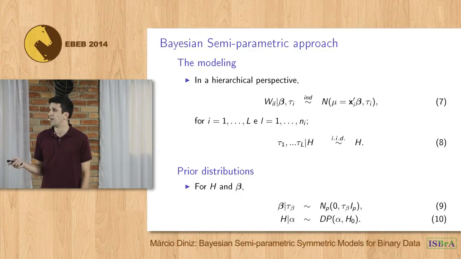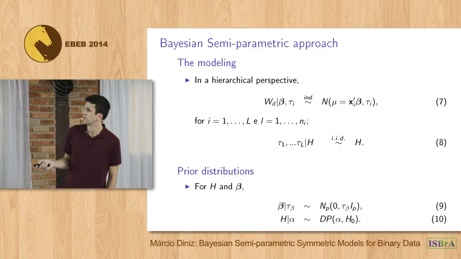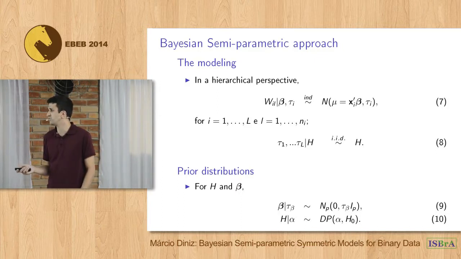So we have two prior distributions. For beta, we consider a normal p-variate distribution. For H, we consider a Dirichlet process with baseline distribution H0 and dispersion parameter alpha.